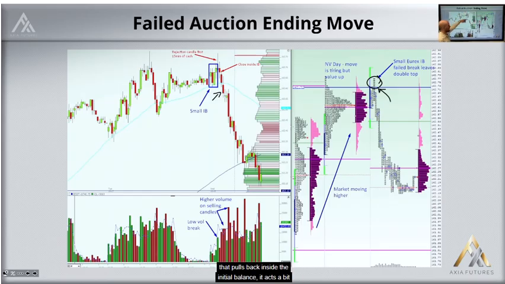As soon as that falls back inside the initial balance, it acts a bit like the IB open, test, now it's time for the drive. So you can enter here or you can enter here. Different skill set for each. One is going to be a more passive entry, one is a much more aggressive momentum entry. Play the break, look for the acceleration towards the downside.